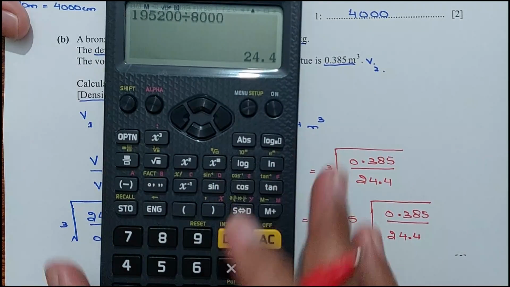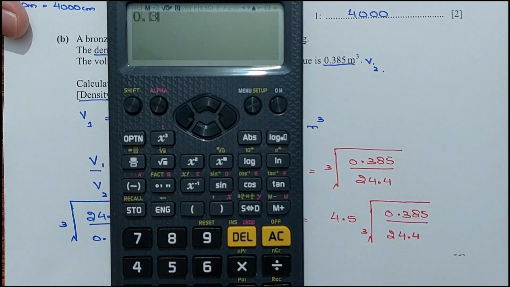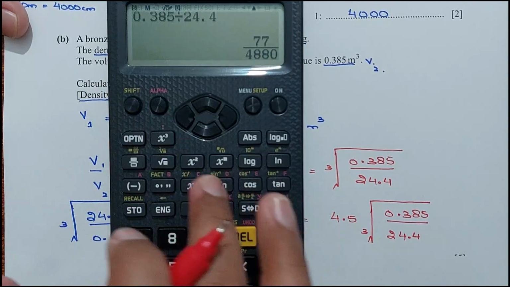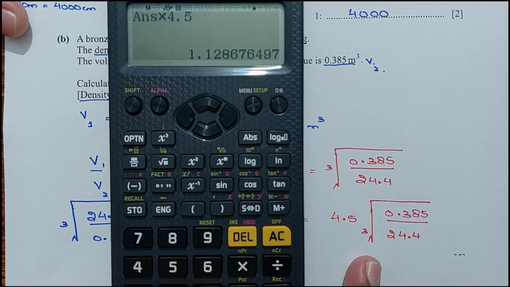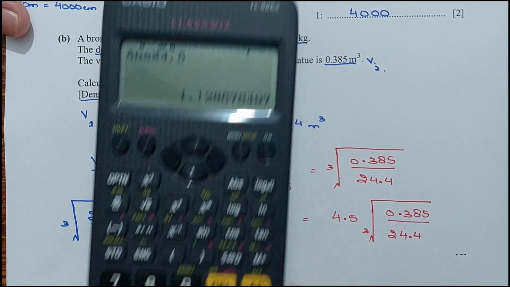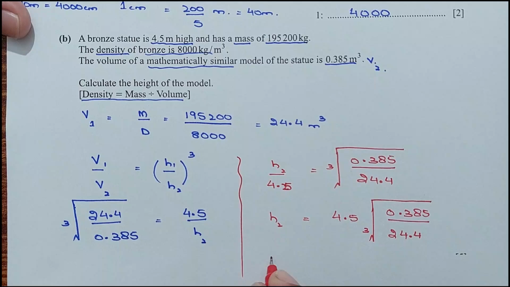Okay, let me simplify. So 0.385 divides 24.4, and the cube root of the answer, times 4.5. This is 1.128, which is 1.13 if I round it. So this would be the height of the second model, which is 1.13 meters, right?